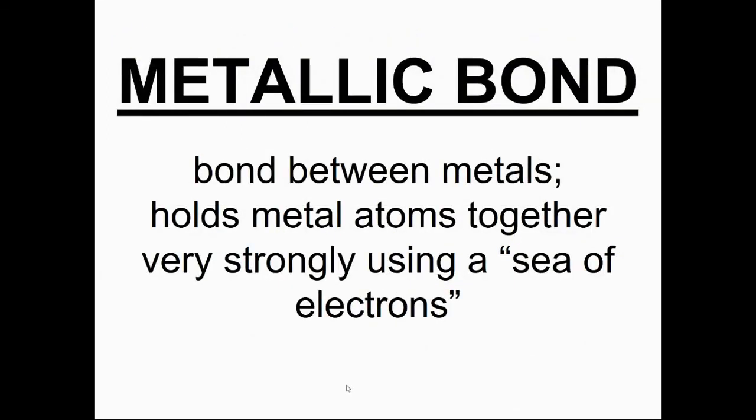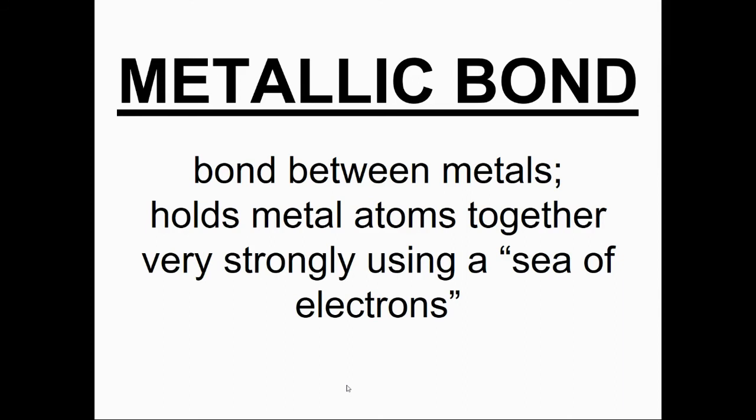Okay, let's start talking about the first type of bond, and that is the metallic bond. This is the most boring of the bonds because it doesn't do much. We don't talk about it very much. But it is the bond between metals, metal plus metal. The fact that you can build things out of iron is because you've got a lot of iron atoms bonded together via a metallic bond.